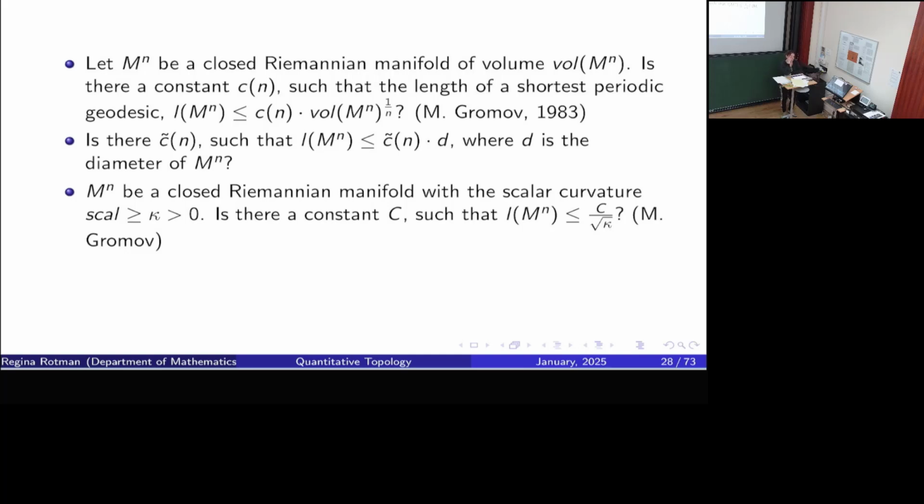Now, it is helpful to estimate the length of a shortest periodic geodesic when we know something about the curvature. I will mention this again, but there are certain results for positive sectional curvature, and there are results for positive Ricci curvature, where you can bound the length of a shortest periodic geodesic in terms of the lower bound on the Ricci curvature, for example. So, can you do it in terms of scalar curvature? This is a question of Gromov.